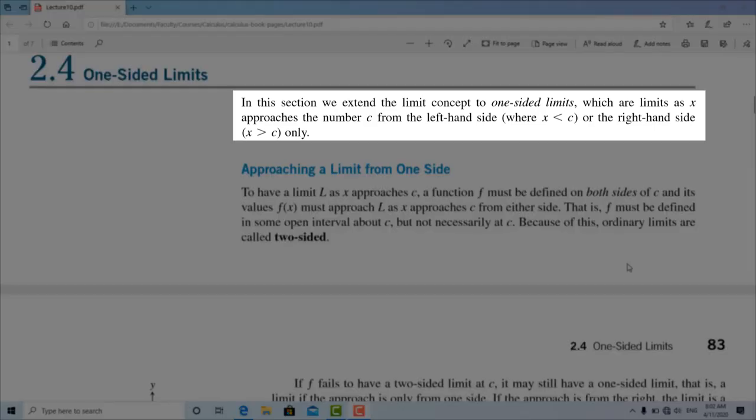In this section we extend the limit concept to one-sided limits. You already know what a limit is, which we learned already, and you were solving some exercises there. It was a two-sided limit, but today we'll learn what a one-sided limit is, which we call the left-hand side limit and the right-hand side limit.